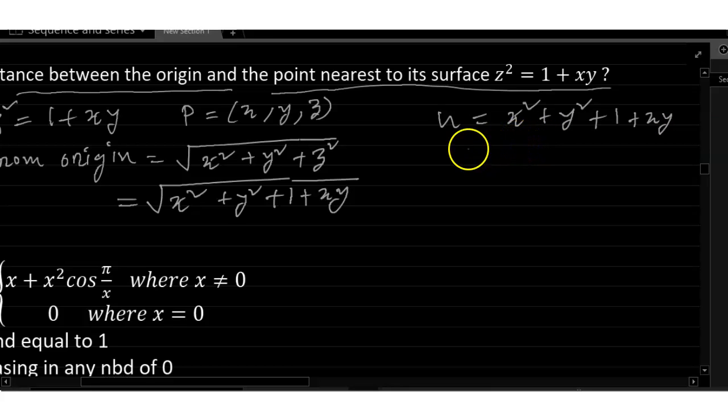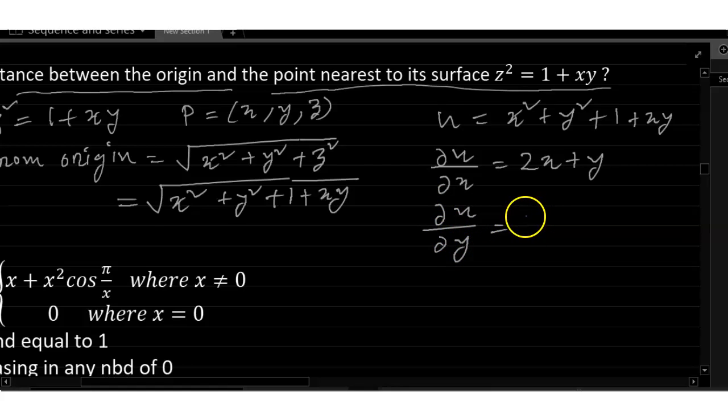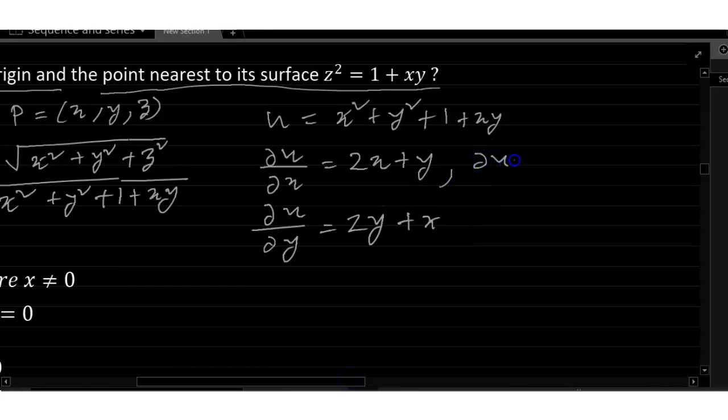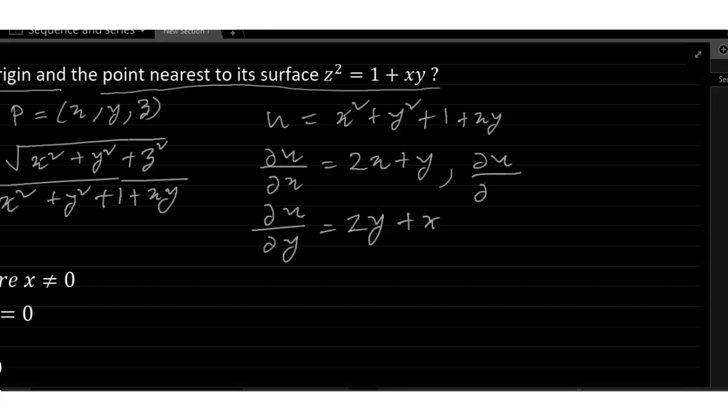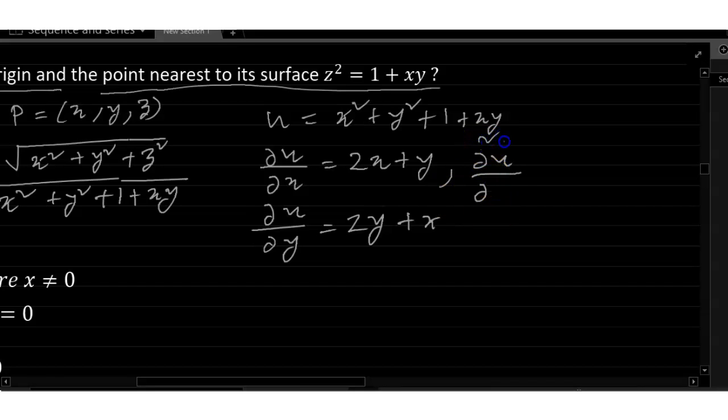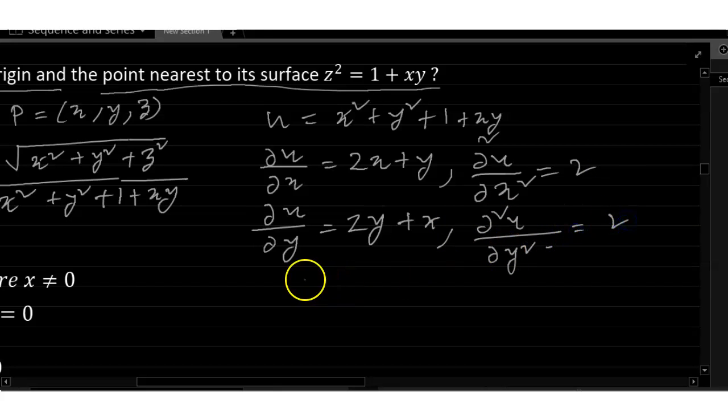So how can we find the value? Del u by del x is equal to 2x plus y, del u by del y is equal to 2y plus x, and del square u divided by del x square is equal to 2, and del square u divided by del y square is equal to 2, and del square u divided by del x del y equals 1.